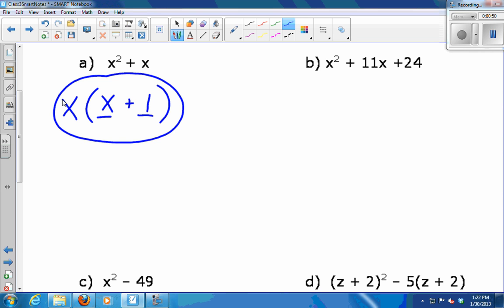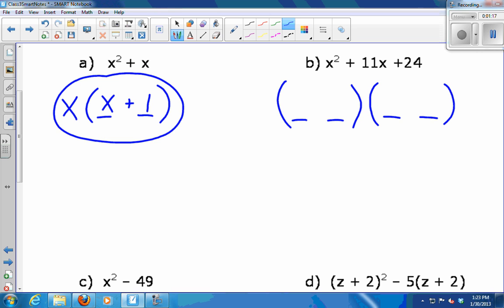All right, so for B, we have x squared plus 11x plus 24. It's a trinomial, so it's going to factor to the double bubble. Okay, so I've got the double bubble here. I need to come up with two binomials that, when I multiply them together, I get x squared plus 11x plus 24.